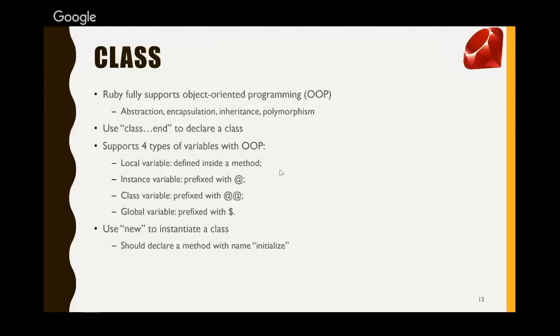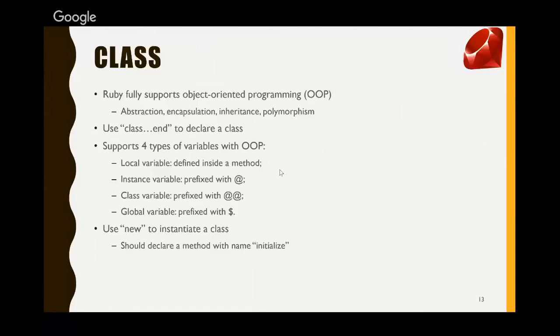And then it also still supports abstraction, encapsulation, inheritance, and polymorphism. And then the thing is, the 4 types of variables in Ruby are really different from other classes, I think, from other programming languages.